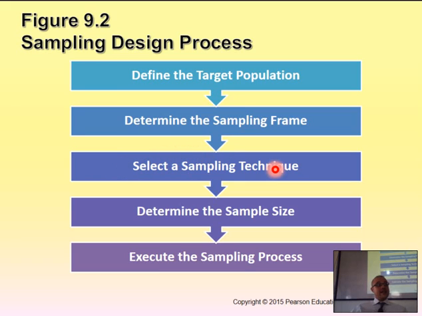You select a technique, how you will select them. You will take different methods. One of the methods is you have the list of all the students and then you select randomly 5 or 10 or 100. You determine the sample size. So that's when you determine 5, 10, 100, 200. And then you go, you execute it.